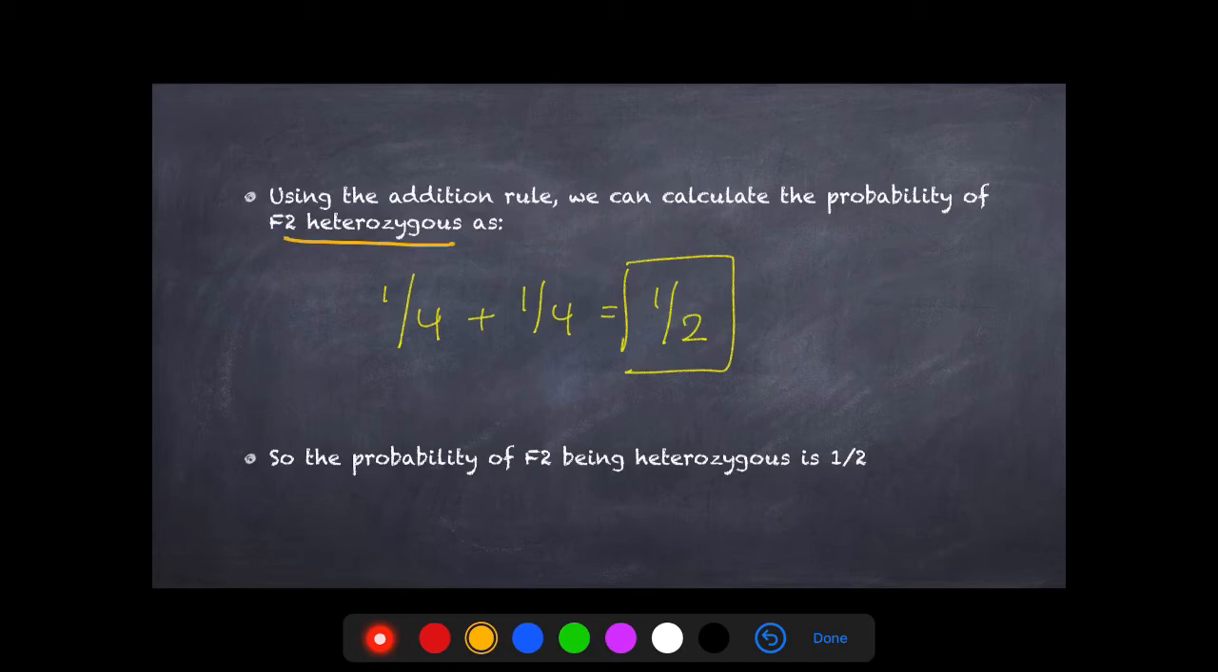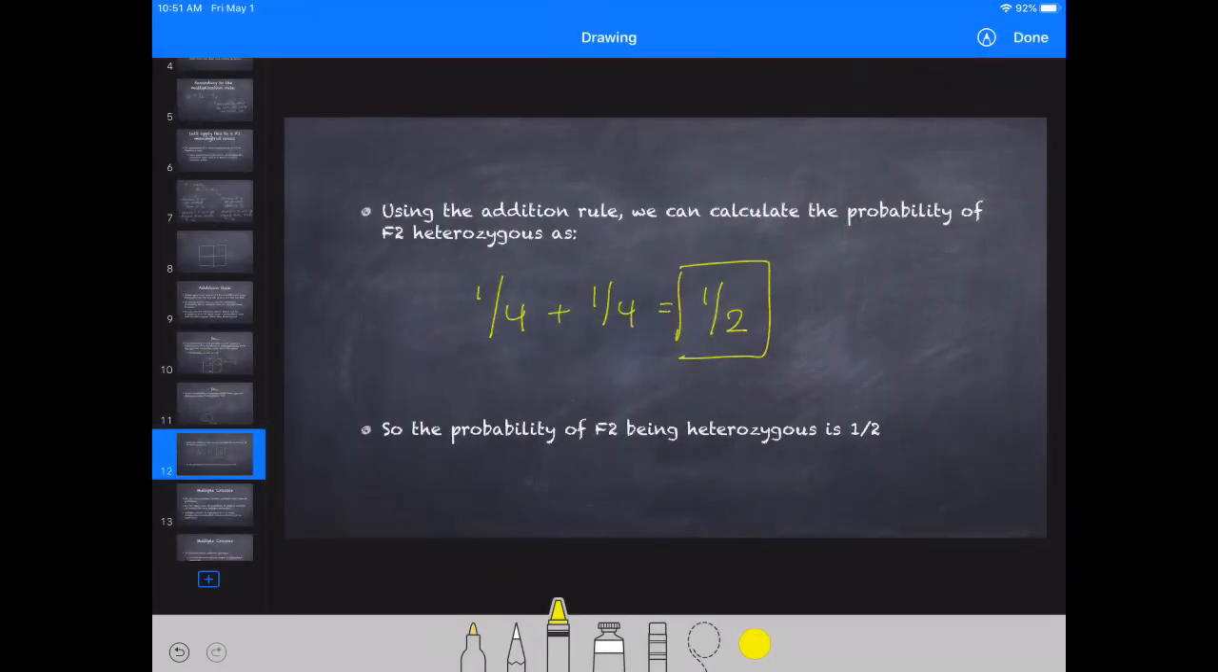So when you use the addition rule, we can calculate the probability of the F2 heterozygous, and we can say 1/4 plus 1/4. So 1/4 dominant from sperm, recessive from egg, plus the recessive from sperm and dominant from egg will give you 1/2. So the probability that it's going to be F2 heterozygous is 1/2.